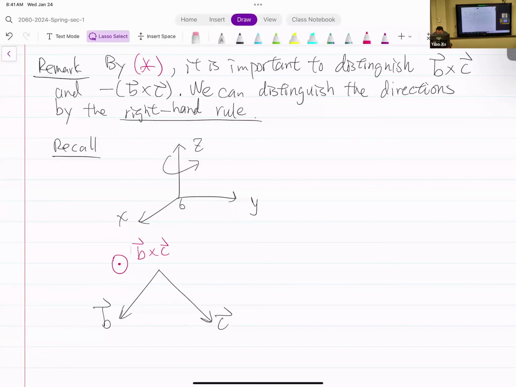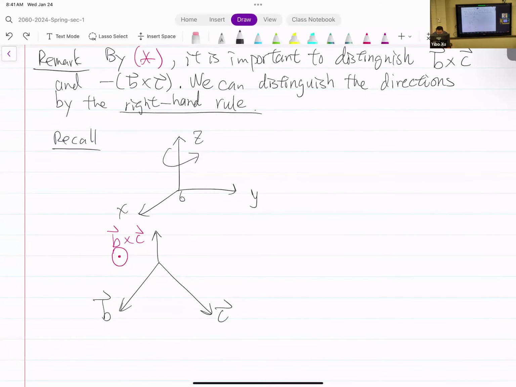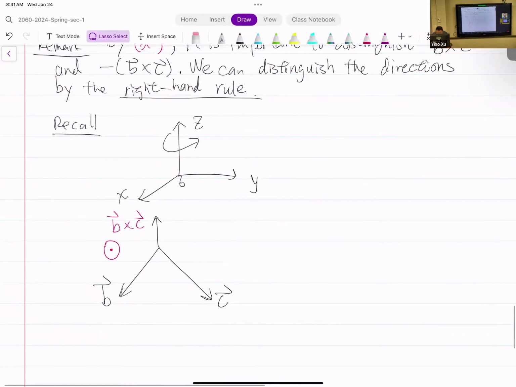But of course, if I say that direction is the direction going upwards, that's still going to be fine. Okay, but this is the drawback: you cannot really illustrate this as a three-dimensional figure in 2D, but that gives you this idea.